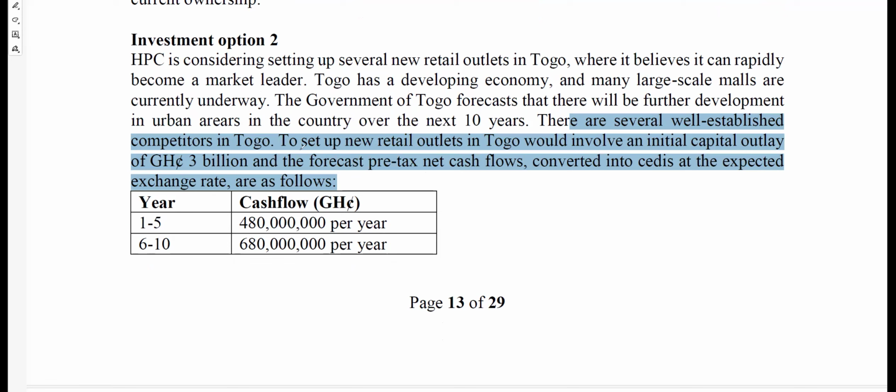Did you get the expected value calculation? So you multiply all by the probabilities and sum them up. Did you get it? I believe that one was clear.